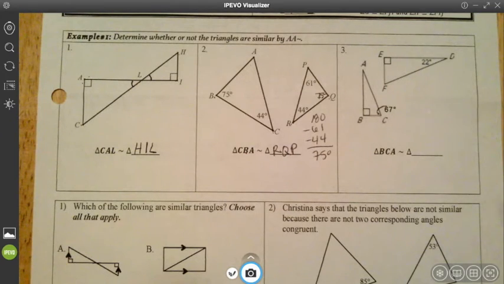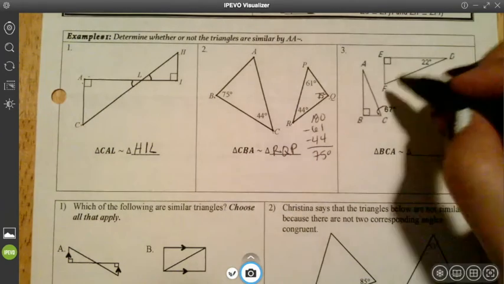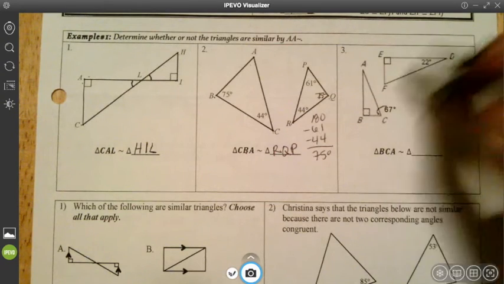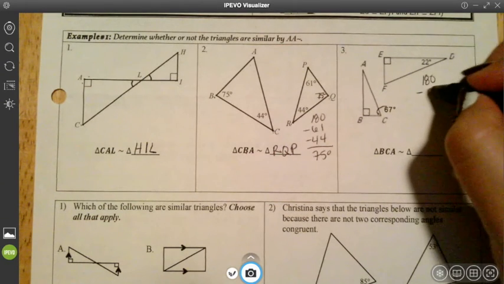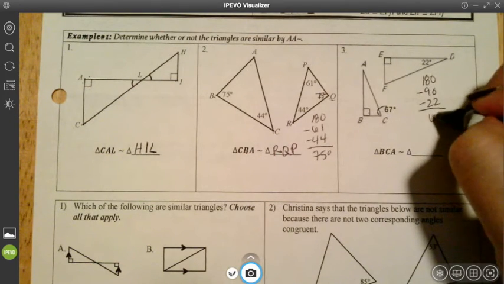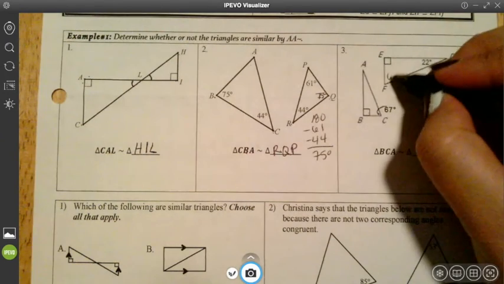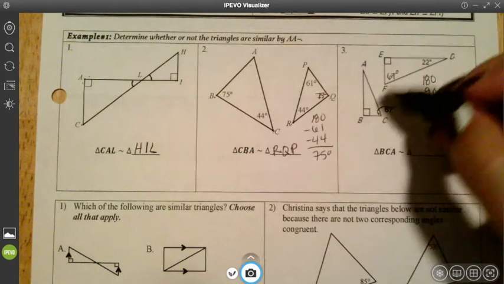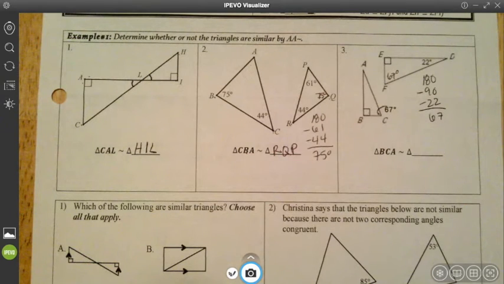On example 3, we have a right angle here. We want to know, is angle F also 67? So that's 180 minus 90 minus 22 gives us 67. And therefore, these do have corresponding angles that are congruent.